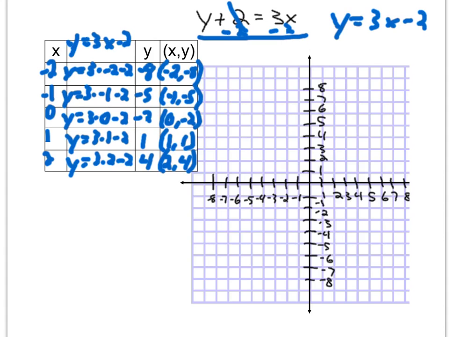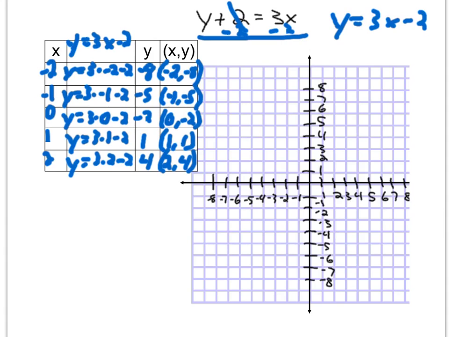Now if I've done this right, I should be able to notice a pattern in my y values. My pattern here is I'm adding 3 as I go down the chart. So negative 8 plus 3 is negative 5. Negative 5 plus 3 is negative 2. Negative 2 plus 3 is 1, and 1 plus 3 is 4. For linear equations, that should always happen. There should always be some pattern between these numbers.